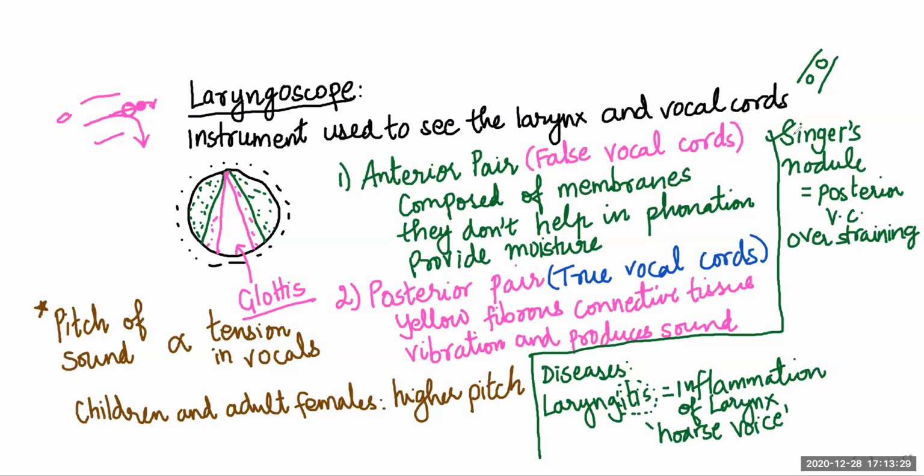So this is all about the larynx. Larynx is made up of 9 cartilages and 4 vocal cords. The vocal cords can be visualized using an instrument called laryngoscope. This is the diagram that I've drawn. Please draw this diagram. This is important. This is called the anterior pair of vocal cords. Anterior vocal cords. This is called the posterior pair of vocal cords. Posterior vocal cords. ठीक है?